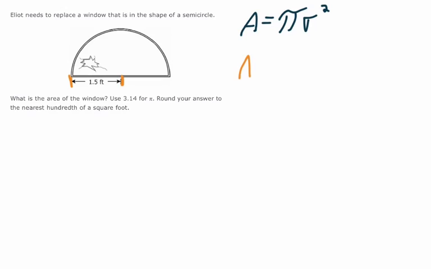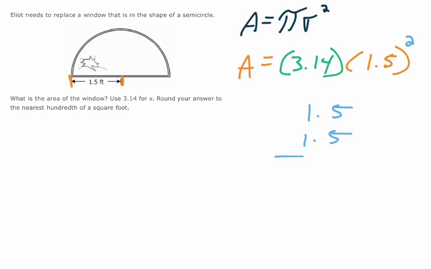So the first thing you do, area equals pi, which we're going to say is 3.14, times the radius, which is 1.5, and we've got to square it. So we need to do 1.5 times 1.5 to kick off this little thing here. And if you do that, you've got multiplication with decimals, you should get 2 and 25 hundredths. 2.25 is what we're going to work with.